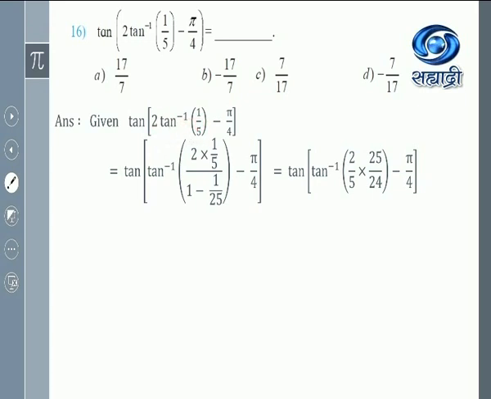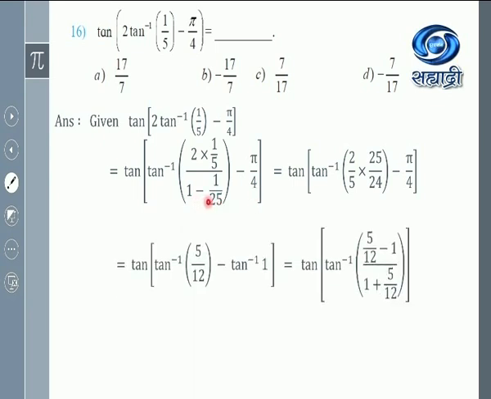Again we write the formula: tan inverse 2x upon 1 minus x square. Pi by 4 as it is. Simplify this bracket, which gives you tan of tan inverse, 5 ones are 5, 5 fives are 25, and 2 ones are 2, 2 twelves are 24, giving you 5 by 12. And this is a very important step. That pi by 4 we replace by tan inverse 1, because unless the terms are in tan inverse in the bracket, we cannot apply the formula. Therefore, the important step is that pi by 4 we replace by tan inverse 1, so that we can apply the formula.